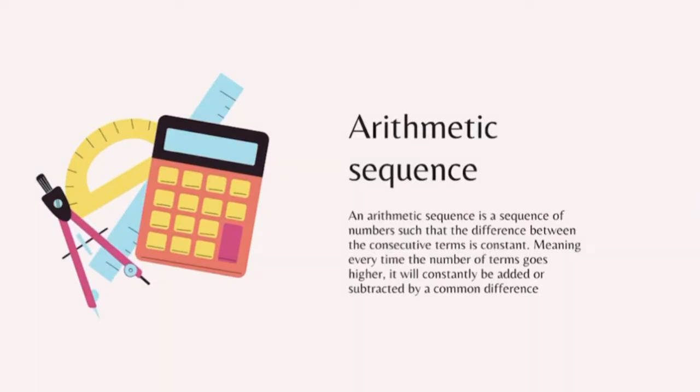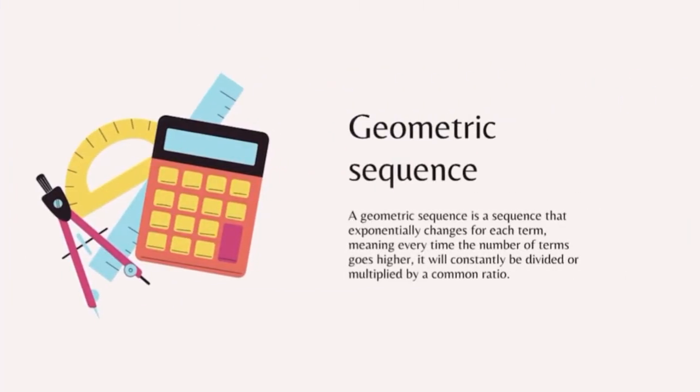An arithmetic sequence is a sequence of numbers such that the difference between the consecutive terms is constant, meaning every time the number of terms goes higher, it will constantly be added or subtracted by a common difference. Meanwhile, a geometric sequence is a sequence that exponentially changes for each term, meaning every time the number of terms goes higher, it will constantly be divided or multiplied by a common ratio.